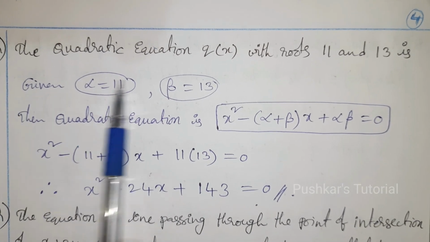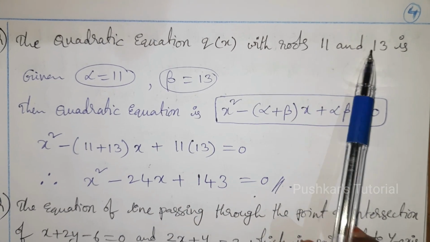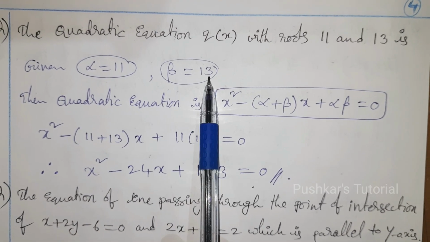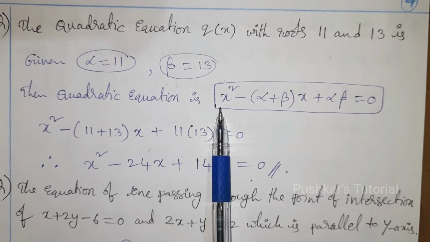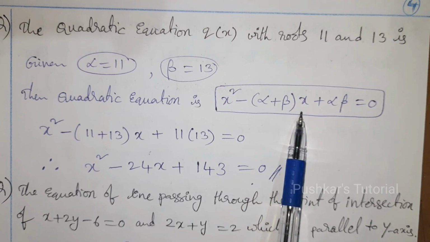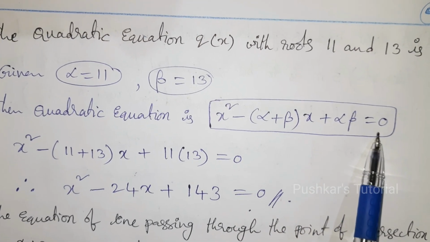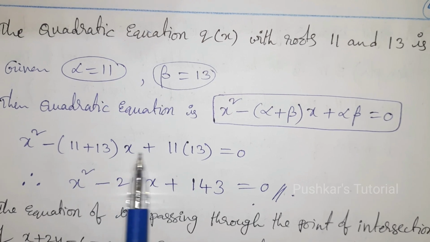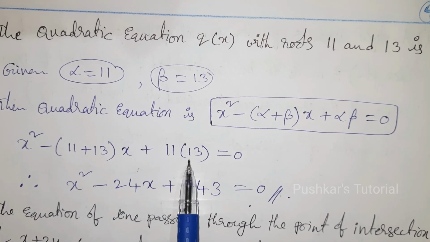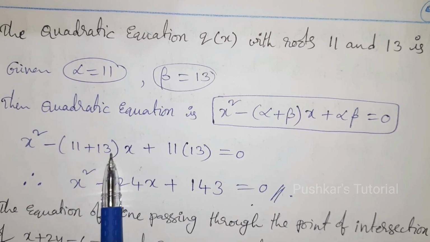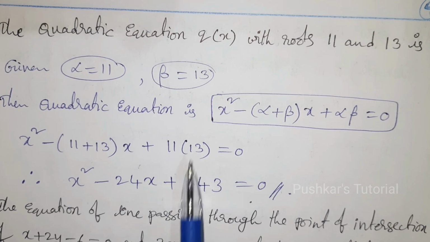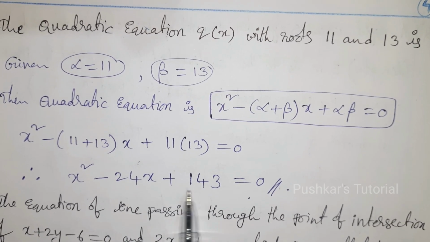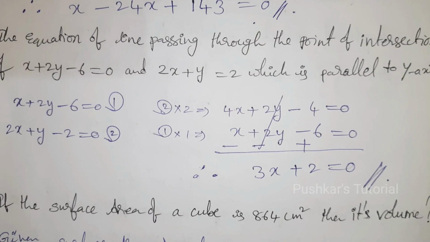The quadratic equation p of x with the roots 11 and 13 is. So roots are given: alpha is equal to 11, beta is equal to 13. Quadratic equation formula: x square minus alpha plus beta into x plus alpha beta is equal to 0. So here x square minus 11 plus 13 x plus 11 into 13. So 11 plus 13 is 24x, 11 into 13 is 143. So the answer is x square minus 24x plus 143 equal to 0.